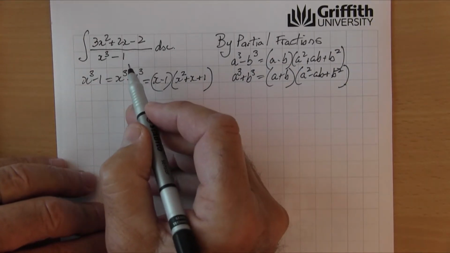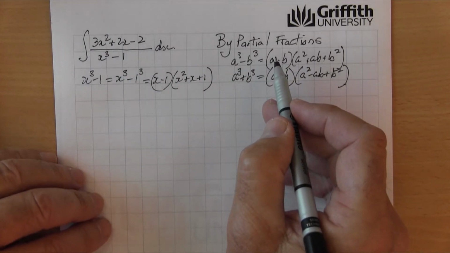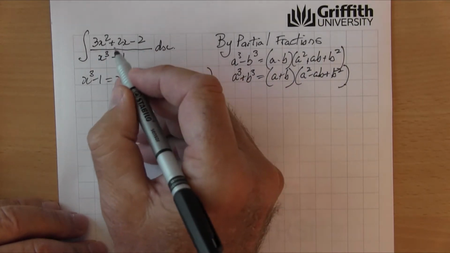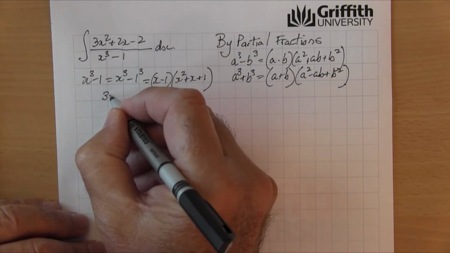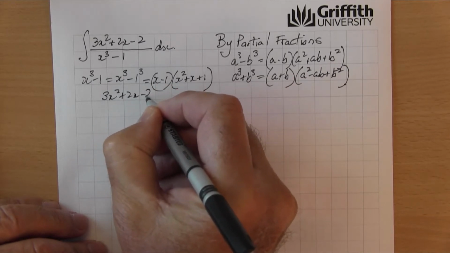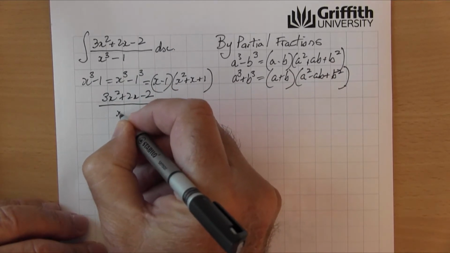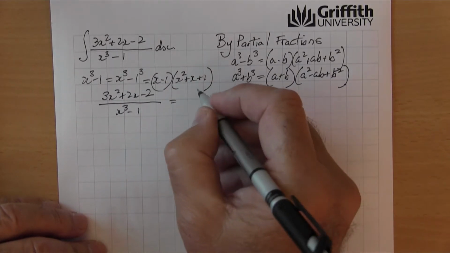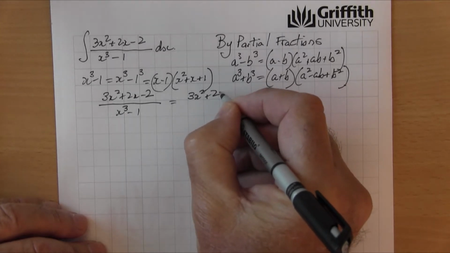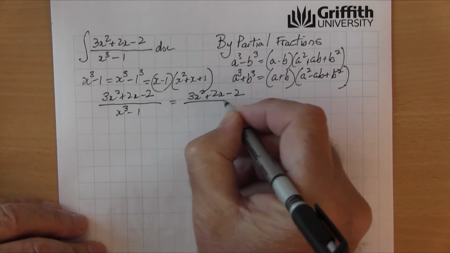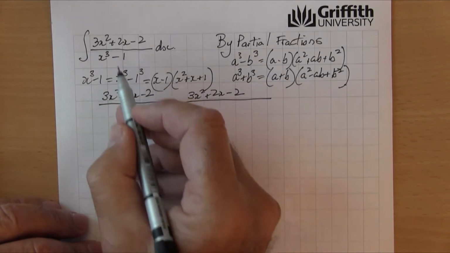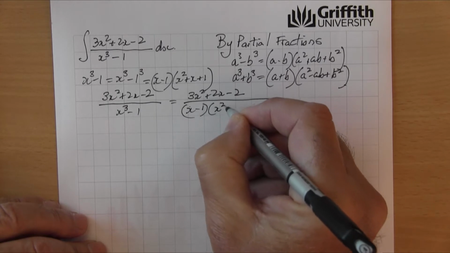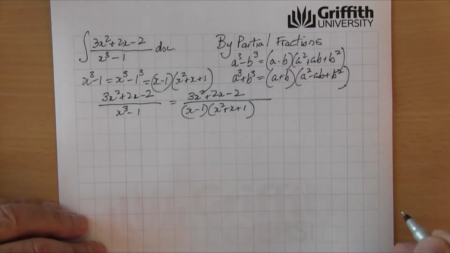So we can factorise the bottom, so there's a good chance we're going to be able to use partial fractions here. So if we just look at the integrand, what we're trying to integrate, we've got 3x squared plus 2x minus 2 over x cubed minus 1, and that's equal to 3x squared plus 2x minus 2. The numerator stays the same, but we've been able to factorise the denominator, and that's x minus 1 times x squared plus x plus 1.